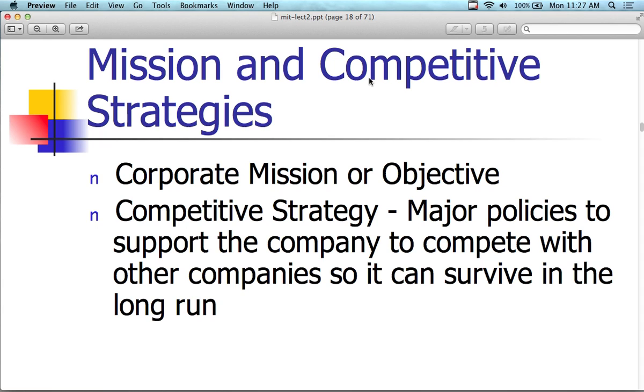And your mission as a student is to gain more work experience or better work experience, a better paying job, a brighter, better future. Not to say there's anything wrong with the present, but you're working in a better direction, your improvement. It's all about improvement. So we have corporate missions or objectives to consider, and we have competitive strategies that should be fitting into the corporate objective. So major policies to support the company to compete with other companies or to survive in the long run.